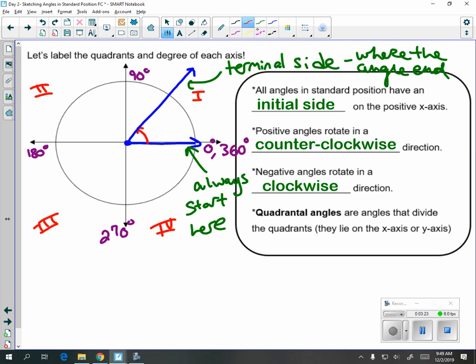Remember, if you have a positive angle, we're going counterclockwise. However, if you have a negative angle, you go clockwise. So instead of starting by going up to 90, you're actually going to go down to negative 90. 180 degrees is now going to be negative 180. Up top is going to be negative 270. And then, of course, the ending would be negative 360 degrees if you were to be sketching negative angles.